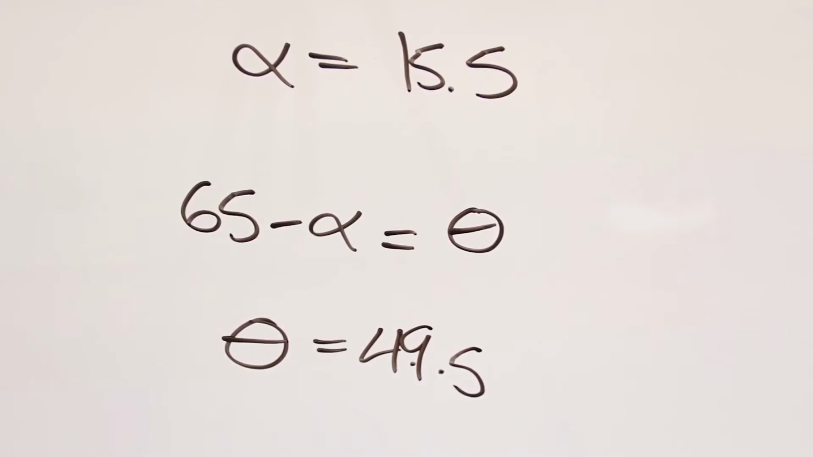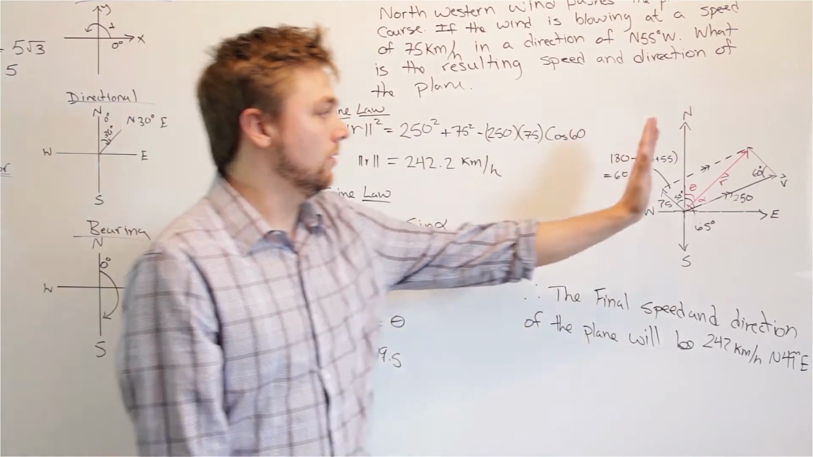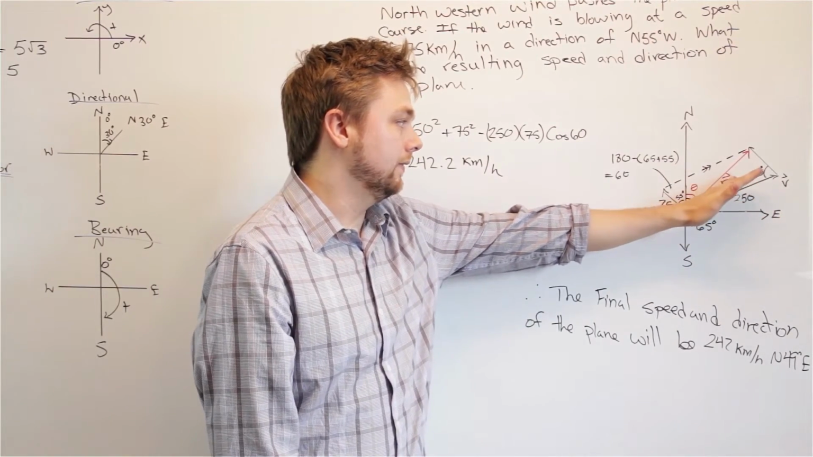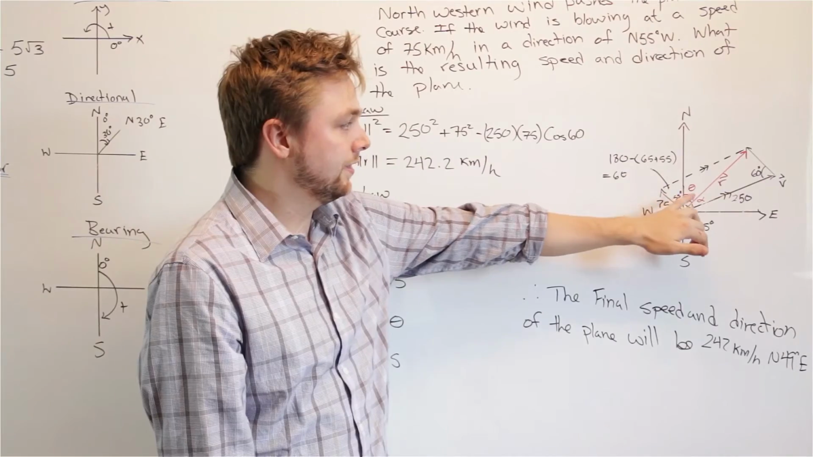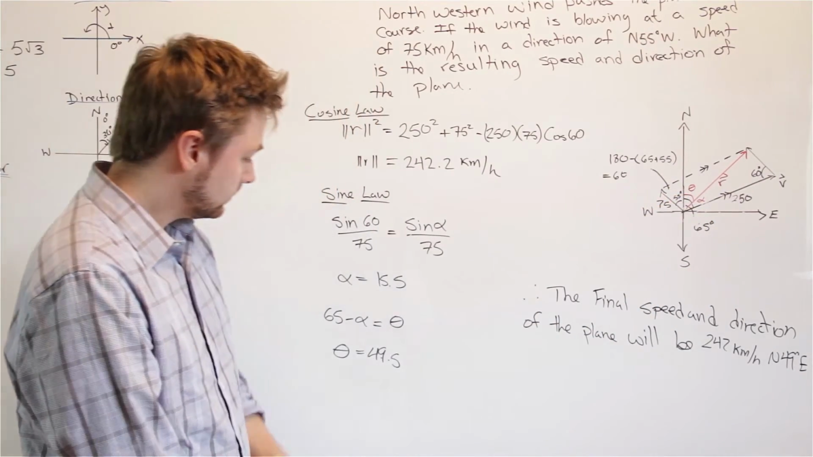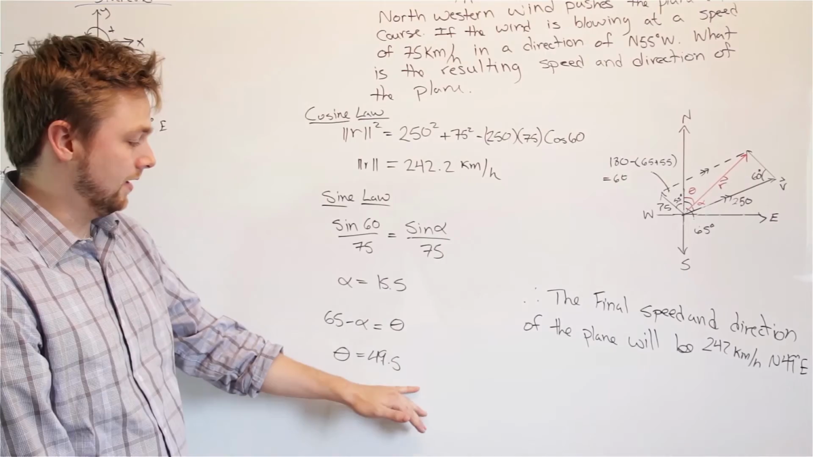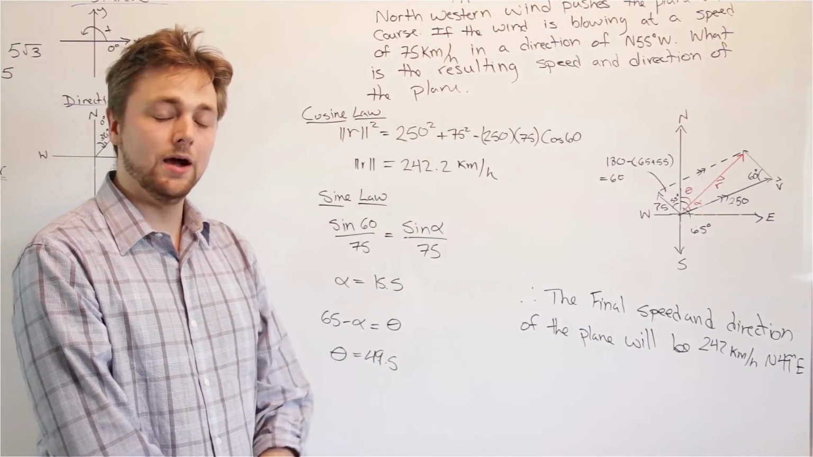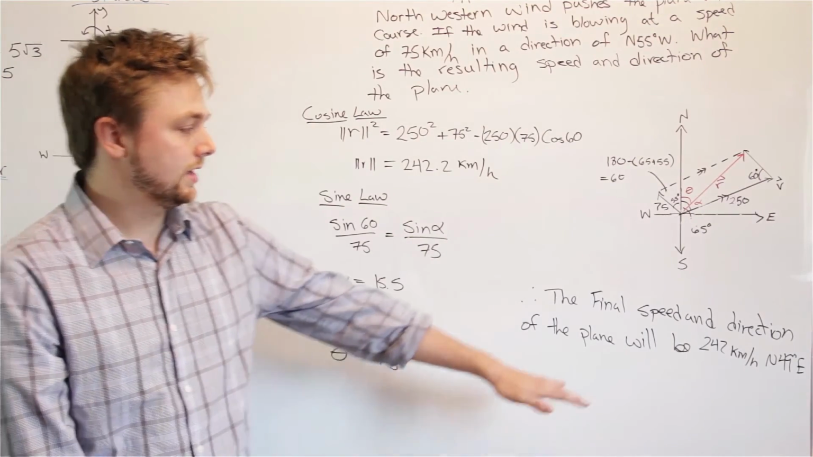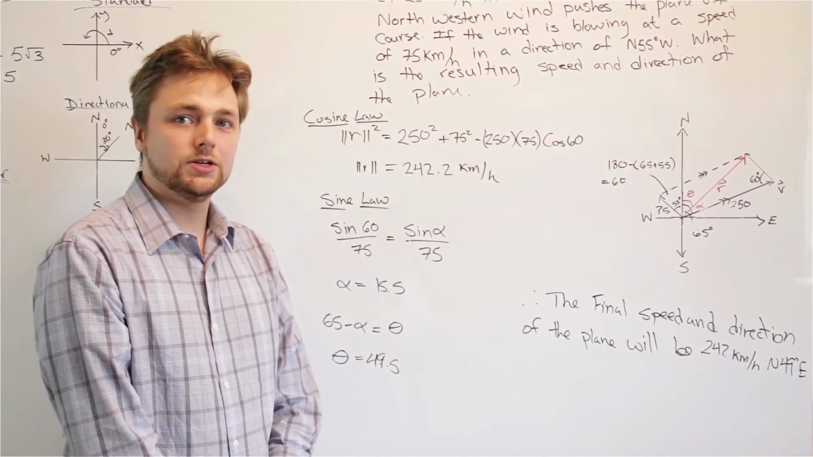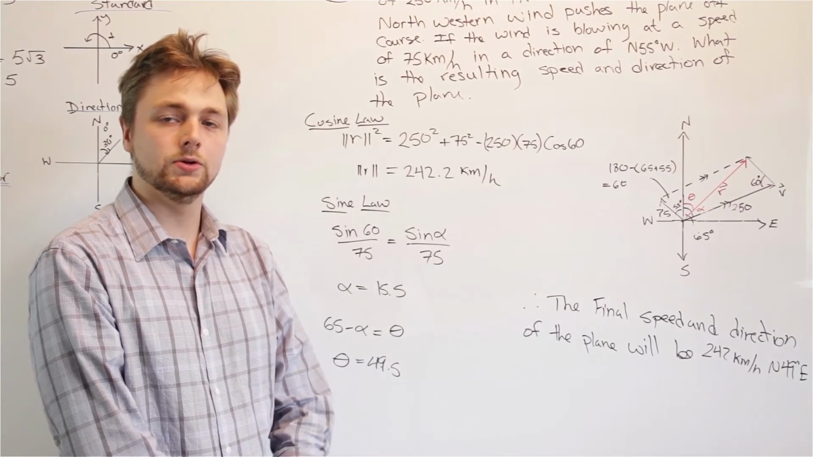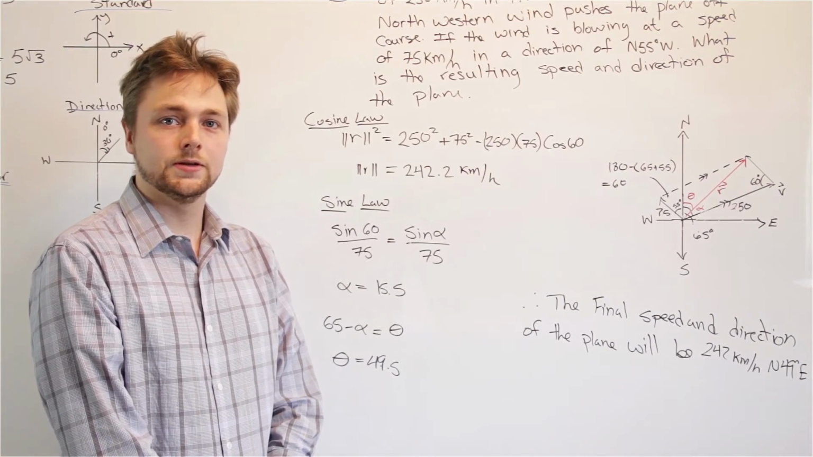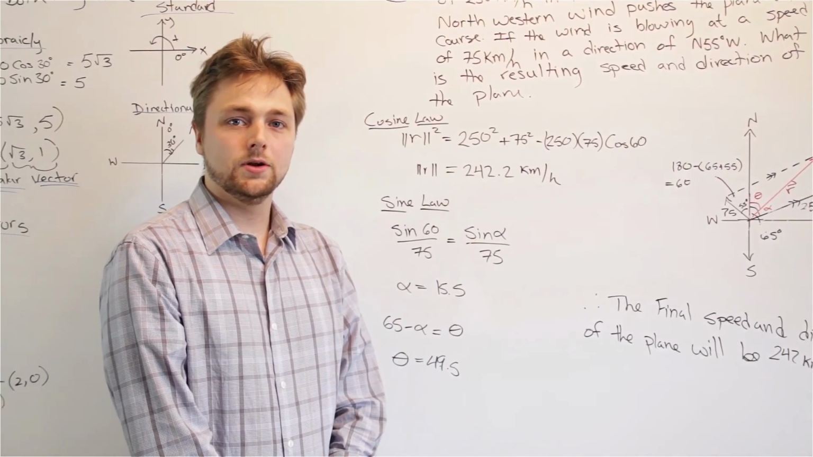So let's take a step back. How are alpha and theta related? Well, if we know that it's 65 degrees up until the velocity vector, and alpha is 15.5 degrees, then theta must be the subtraction of the two. So 65 minus 15.5 yields an angle of 49.5, and this tells us that we now know both the angle and direction. We can state our final answer. The speed and direction of the plane will be 242.2 kilometers per hour at an angle or direction north 42.9 degrees east. We'll see many more examples of this in our homework. Good luck.